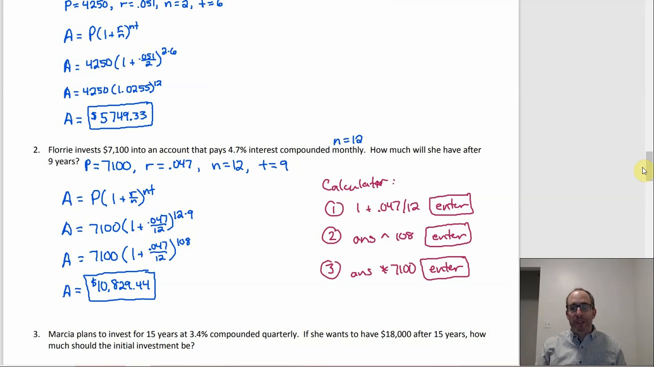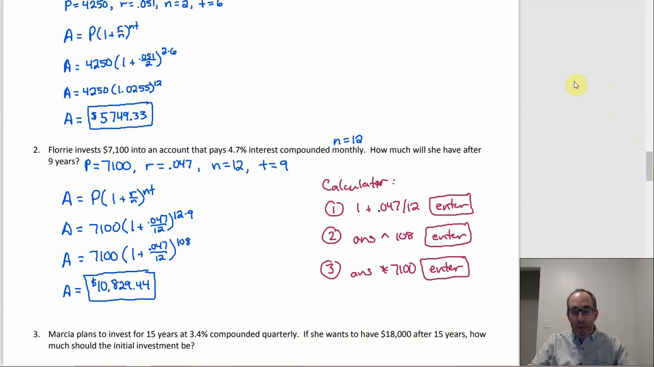You could put this all in one line if you've got a graphing calculator. You just have to make sure that you put the parentheses in. Right, so you'd have the 7,100 times, and then the 1 plus 0.047 over 12, in parentheses, and caret 108. You can put that all into one line. I usually go piece by piece, but that's just a personal preference thing. If you've got a graphing calculator, you could make it do the whole thing at once.